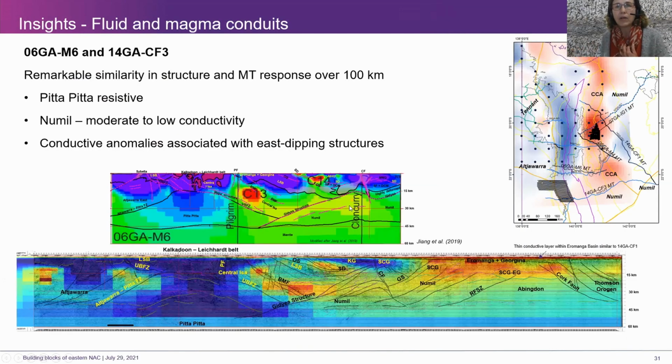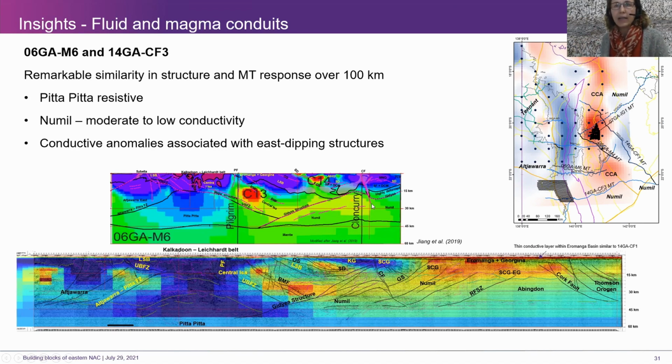Anyway, okay. So looking at M6 and CF3. This is the MT data, and this might be a slightly different version than Janelle just showed. The upper images are from Jiang et al., the 2019 paper. And you can see those features, which on M6 look a little bit plainer until you put the main boundaries from the geology on top. I've filled in the granites here a bit.